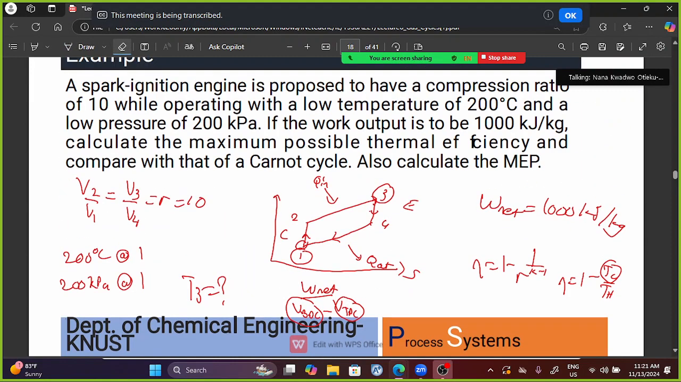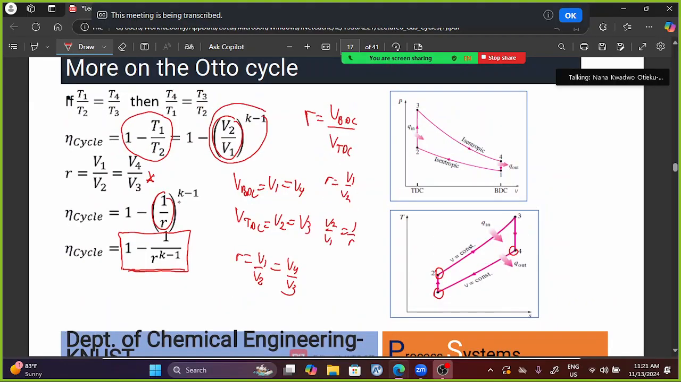Sorry, it means I made a mistake. Yes, it's supposed to be V1 over V2, the bigger over the smaller. So I made a mistake there. And then this one was supposed to be V4 over V3. Sorry for that mix up. So this is supposed to be V1 over V2 and then V4 over V3, as we said earlier, right? So sorry for that mix up.